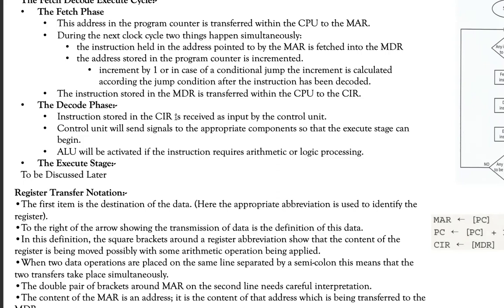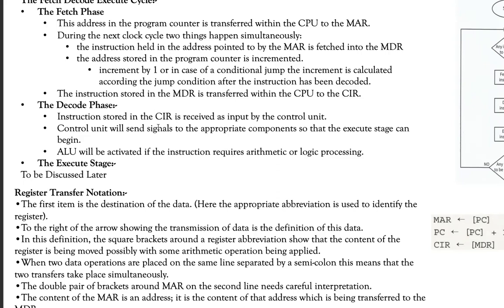Now, basically what decode means is that it converts that instruction into micro instructions using its own firmware located in its ROM. So the decode phase involves the opcode portion of the instruction in the CIR being sent to the control unit, where it is decoded. And once it's decoded, the control unit will forward control signals over its control bus to whatever necessary part of the computer it's needed for executing that instruction. And the ALU will also be activated if the instruction requires some arithmetic and logic processing.